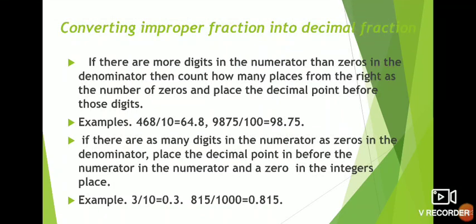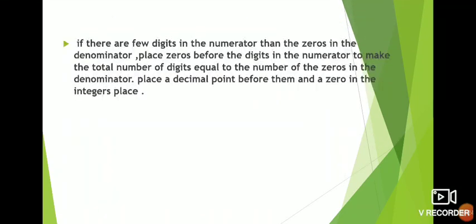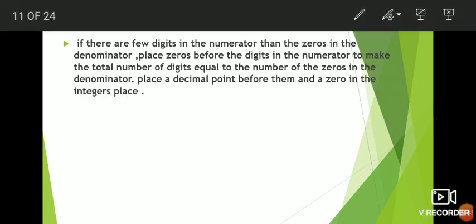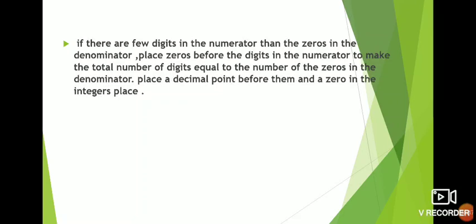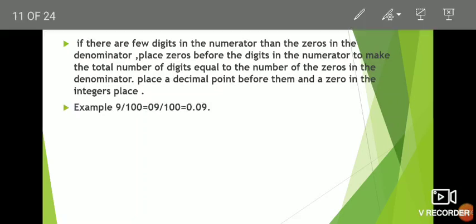And again we will see another rule. If there are fewer digits in the numerator than the zeros in the denominator, place zeros before the digits in the numerator to make the total number of digits equal to the total number of zeros in the denominator. Place a decimal point before them and a 0 in the integer place. Means what? After seeing the example we can understand.